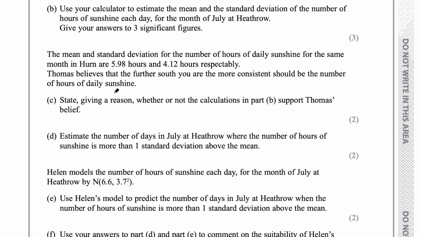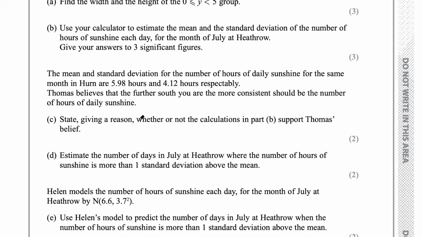Part D says, estimate the number of days in July at Heathrow where the number of hours of sunshine is more than 1 standard deviation above the mean. So this is going to involve using the calculations from B again, figuring out how many hours is 1 standard deviation above the mean, and then finding the proportion of days in the month above that. So let's get started on that.